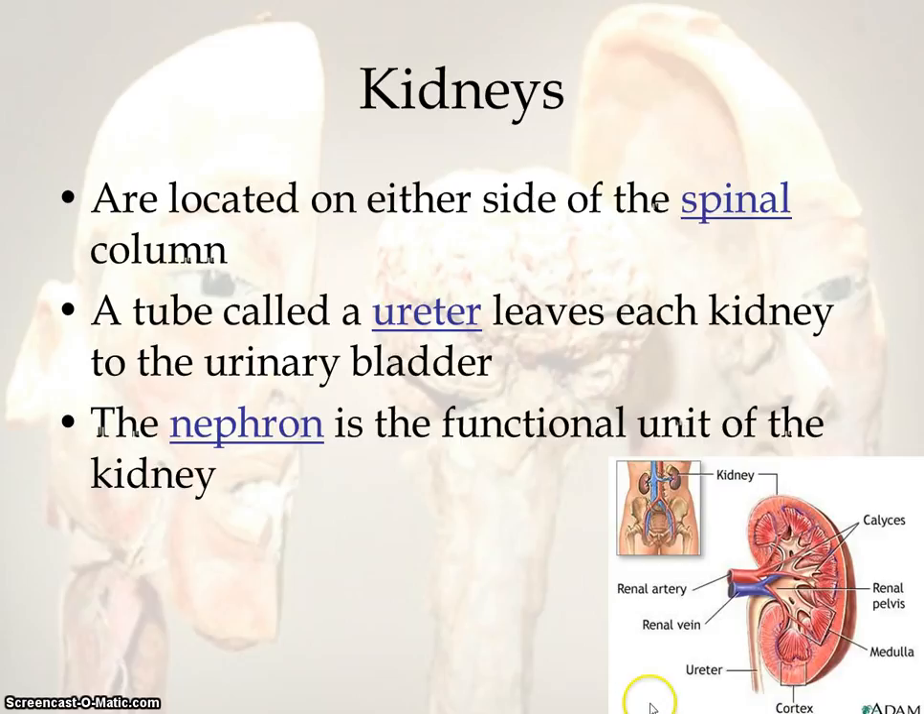So those are the major parts of your excretory system: the kidneys, the big filtering units, the ureters, which are the tubes that the waste travels from the kidneys down through to the bladder. The bladder is the storage container, and then out the body through the urethra.